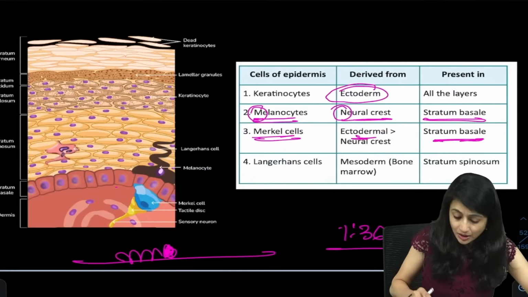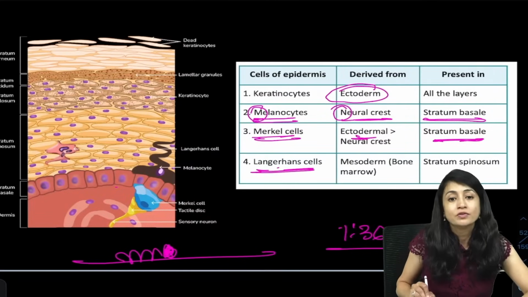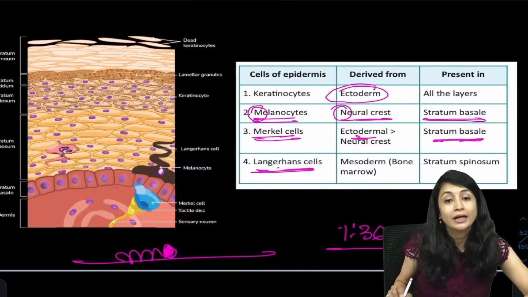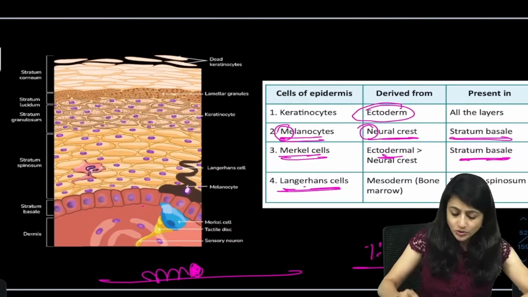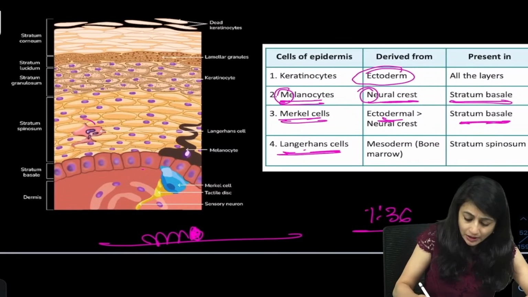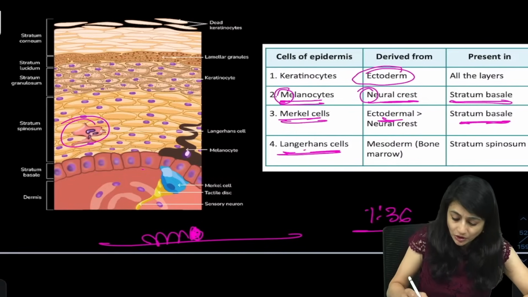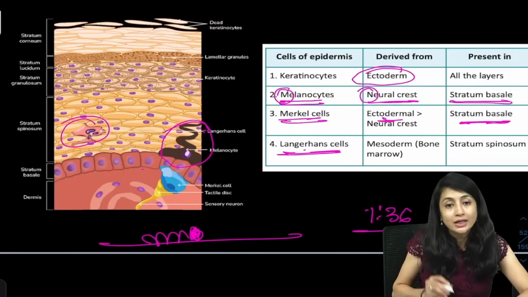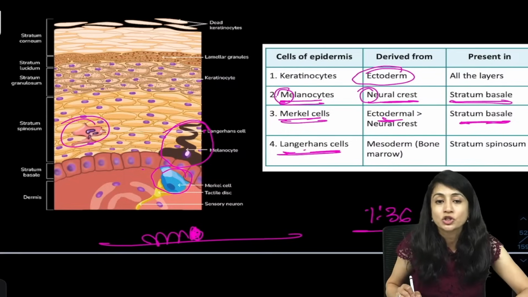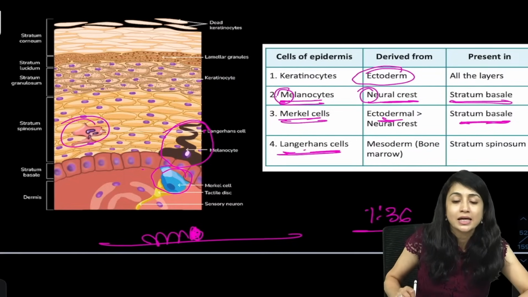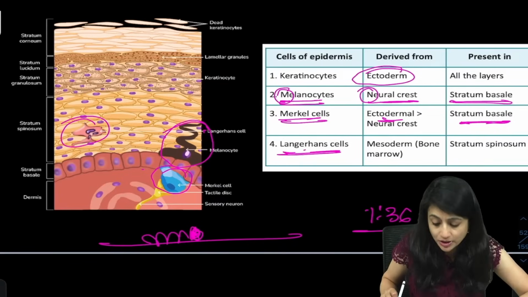The last cell is the Langerhans cell, which is derived from mesoderm. And where is it present? It is present in stratum spinosum. So these are all keratinocytes. This is a Langerhans cell present in stratum spinosum. This is a melanocyte, which is a pigmented cell, and then there are Merkel cells which are attached to the stratum basale. Merkel cells are slow adapting touch receptors.